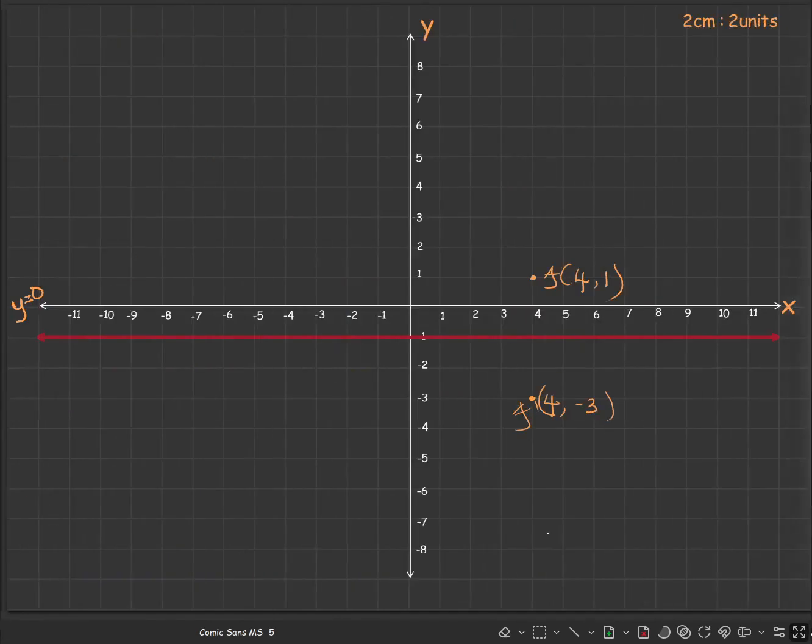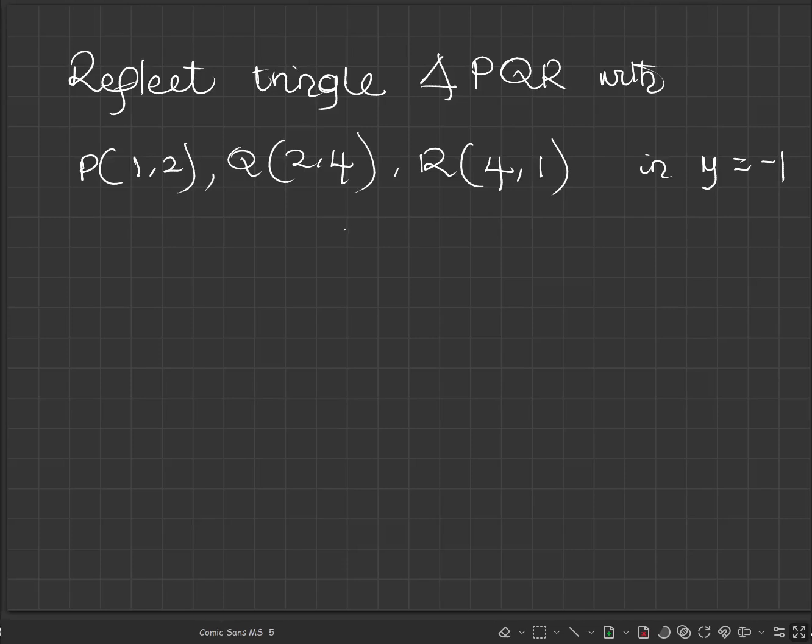What we did here was just a reflection of a point. Let's take a plane figure and see if we can reflect it. So this is our question here. It says we have to reflect triangle PQR, with the coordinates as we have here, in the line y equals -1. So for our solution, we first need to state our formula.